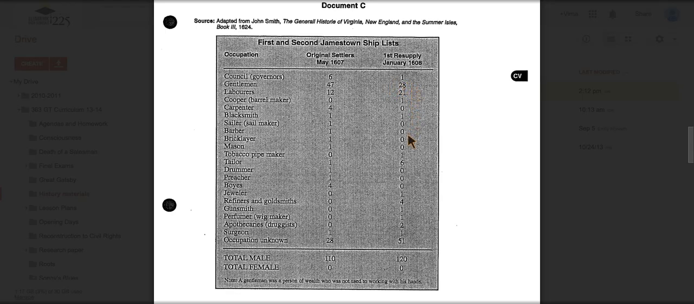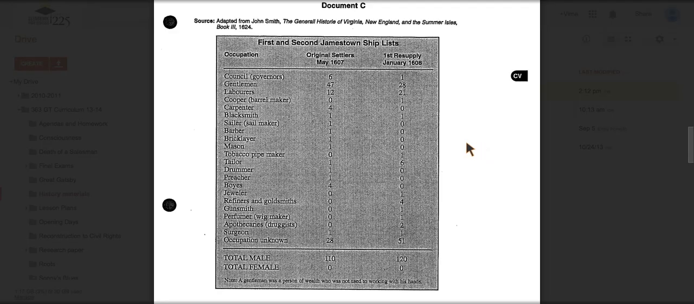So again, looking at this document, I would say in the first 2 shipments of settlers to Jamestown, how would this help me answer the question of why colonists died? Well, it doesn't look like they sent very many people who actually knew how to build a colony. They sent a lot of gentlemen who didn't know what they were doing, who never worked with their hands in their life, and people who didn't have crafts. And in the second ship, they sent a bunch of people, jewelers, goldsmiths, tobacco pipe makers. I don't know if that would help Jamestown survive in the first few years of its settlement.